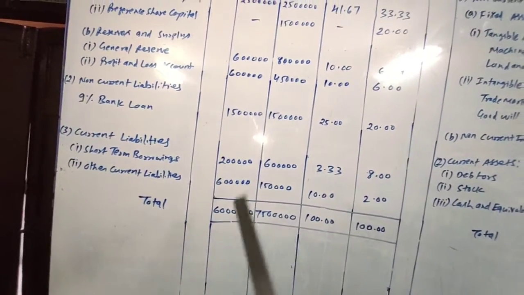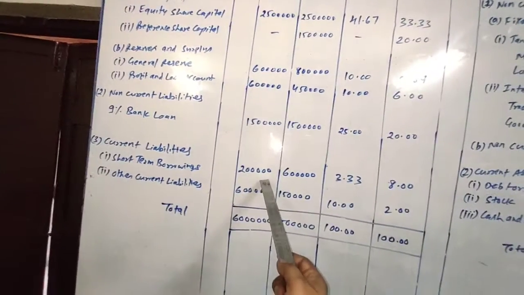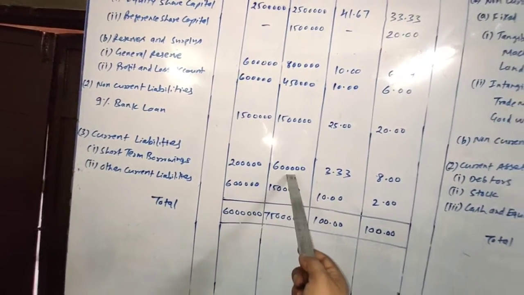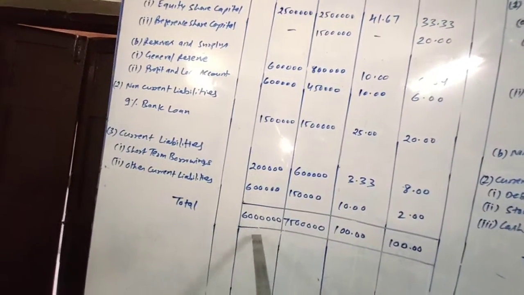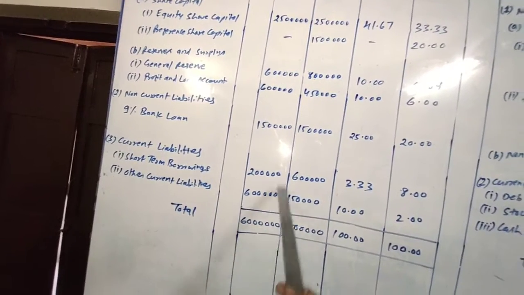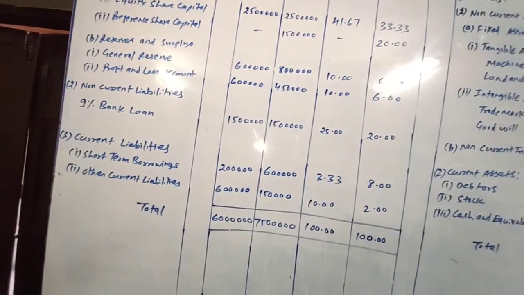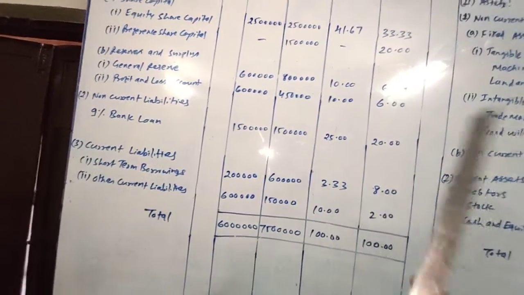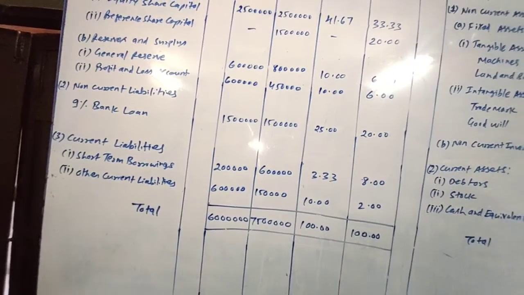The next item is short term borrowings. Short term borrowings are 2 lakh and 6 lakh respectively. 2 lakh out of 60 lakh, so 2 lakh upon 60 lakh into 100 will give us 3.33%, and 6 lakh upon 75 lakh into 100 will give us 8%.